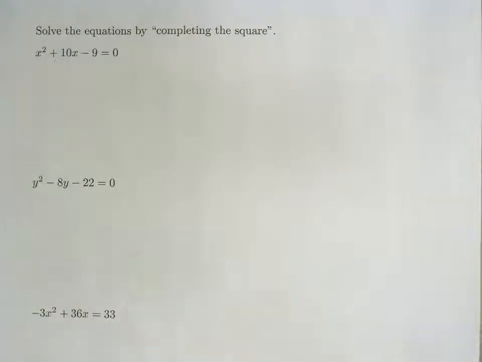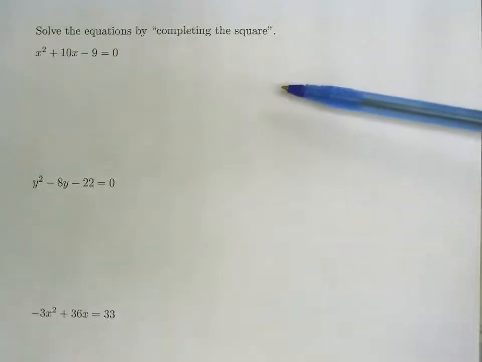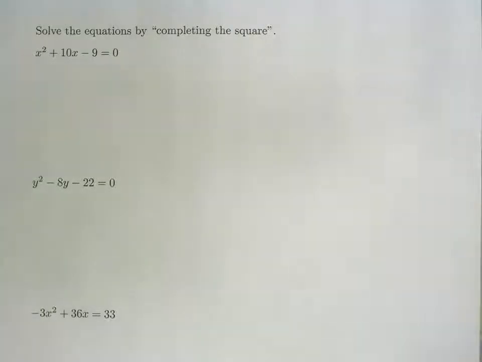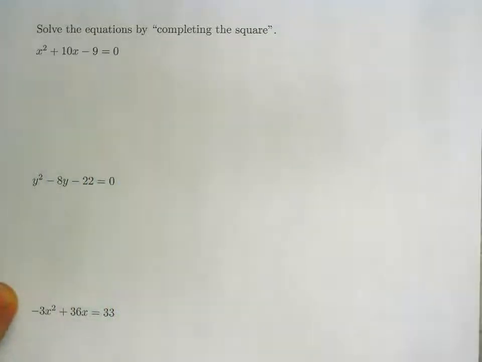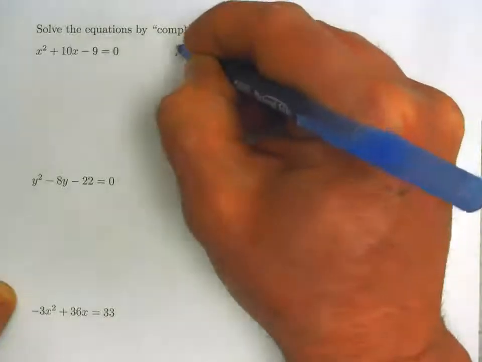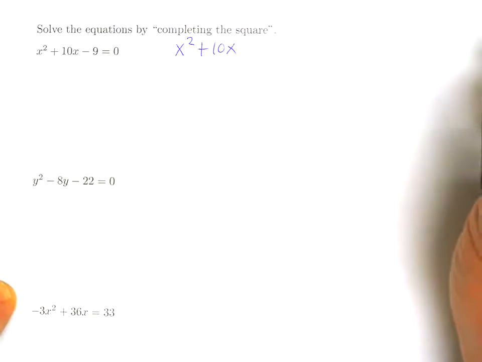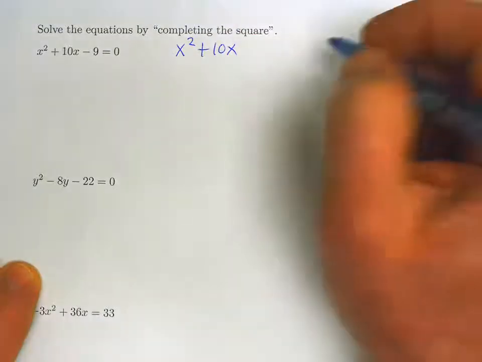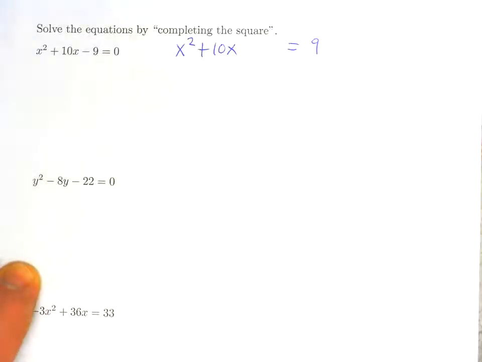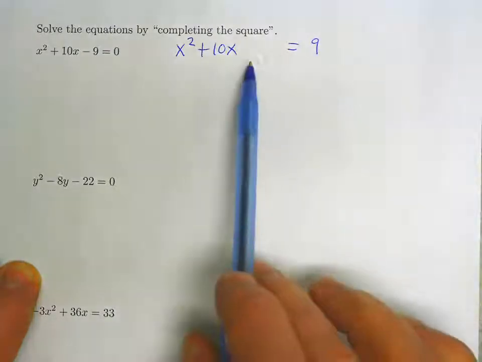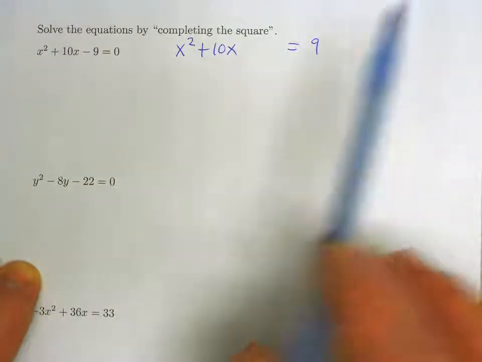Okay, so here's the procedure. We want to solve each of these equations by completing the square. Okay, so this first one, x squared plus 10x minus 9 equals 0. Step 1, add 9 to both sides. We want the x squared and the x term on one side of the equation by itself. So I'm going to add 9 to both sides. And notice that I'm leaving some space to suggest that I'm going to fill that in.